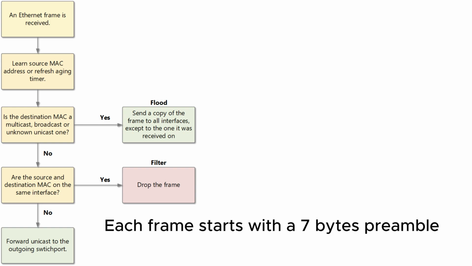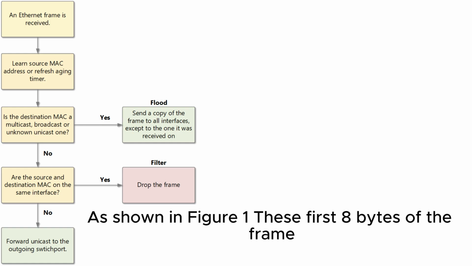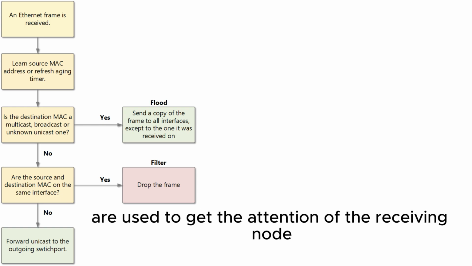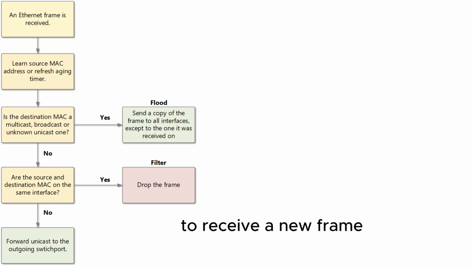Each frame starts with a 7 byte preamble and 1 byte start frame delimiter, SFD, as shown in Figure 1. These first 8 bytes of the frame are used to get the attention of the receiving node. Essentially, they tell the receiving node to get ready to receive a new frame.